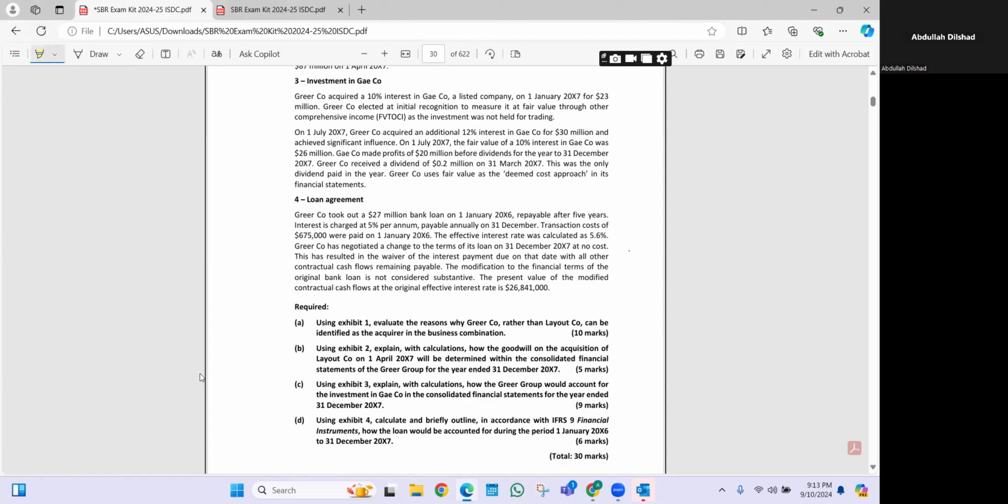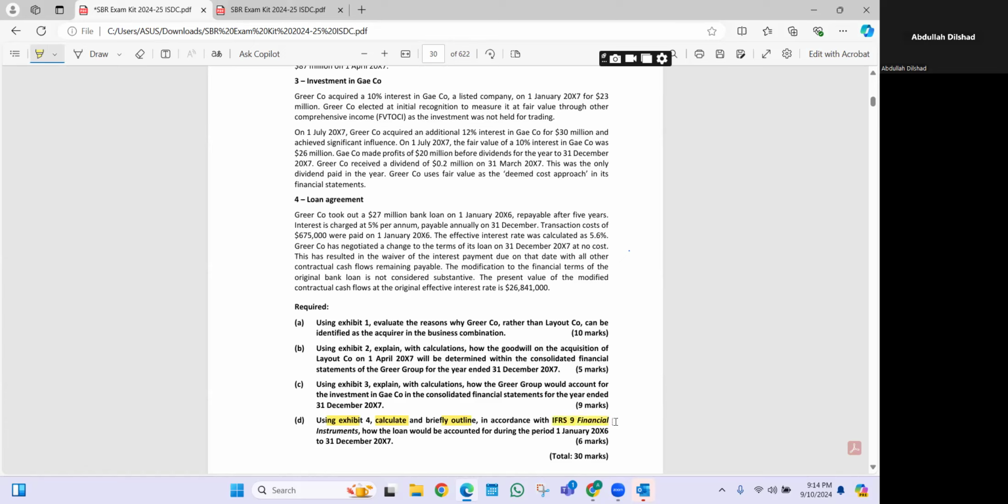Let us first look into the D question, right? They are requesting us to use Exhibit 4. That means, I guess, the loan agreement part. And they want us to calculate as well as briefly outline, right? So they want us to calculate for 6 marks as well as a brief outline. They want us to explain it briefly, right? In accordance with IFRS 9.